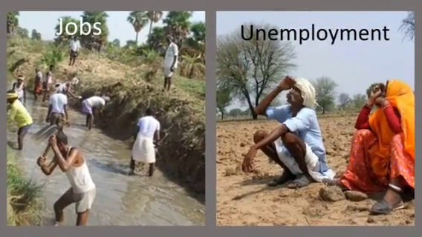Some more reasons for poverty in the villages are the jobs. They do have jobs, but the jobs are mostly underpaid. They don't get the total amount which is required, and they don't have jobs all the time. Unemployment: see, most agricultural practices depend upon rain. If there are no rains, no agriculture, then no jobs. This also leads to poverty.